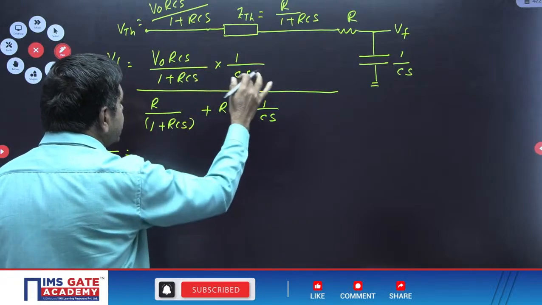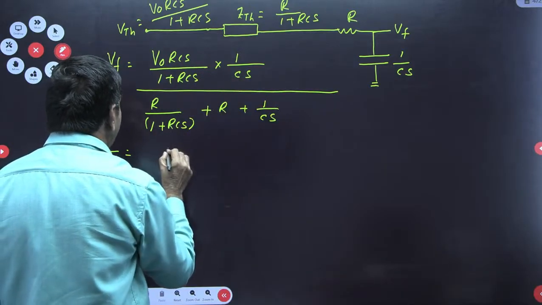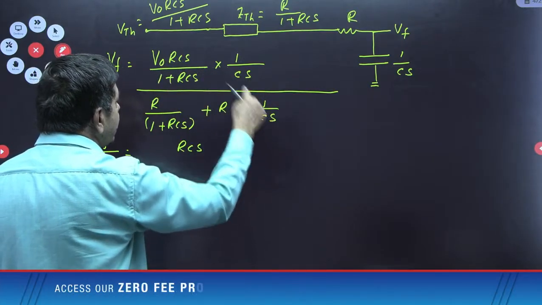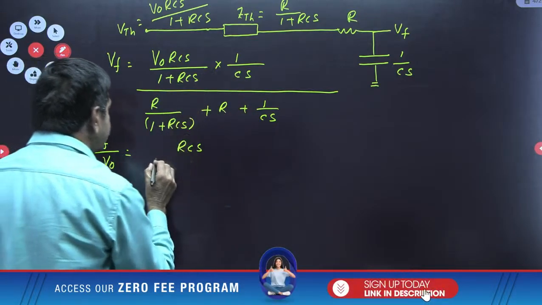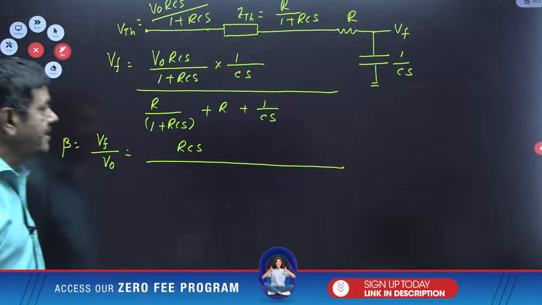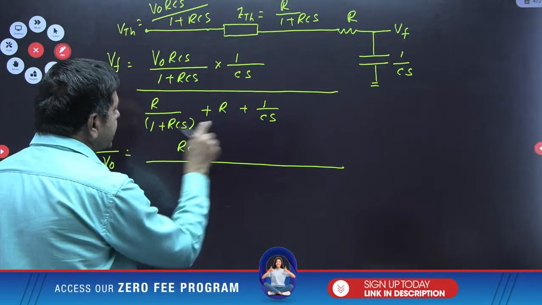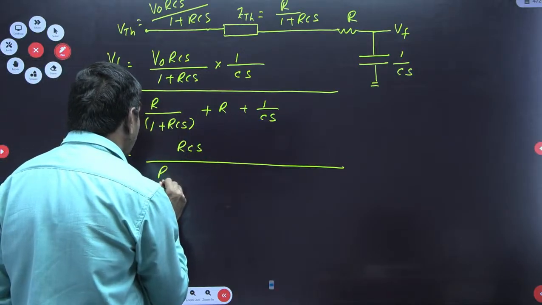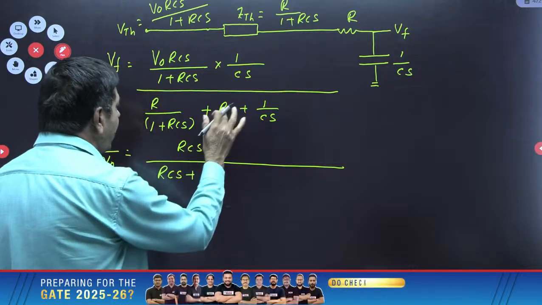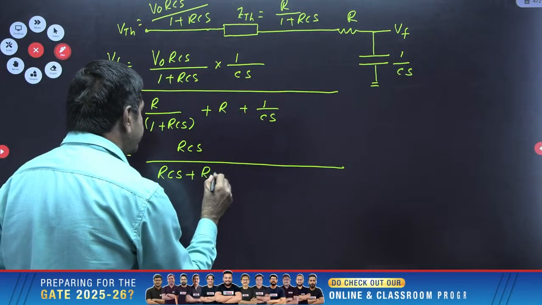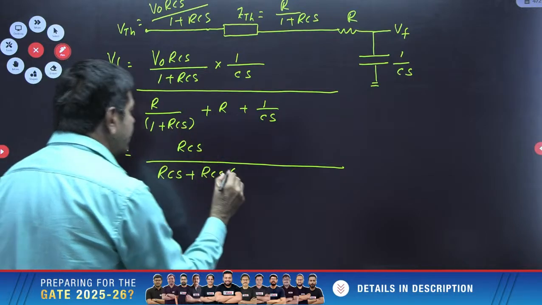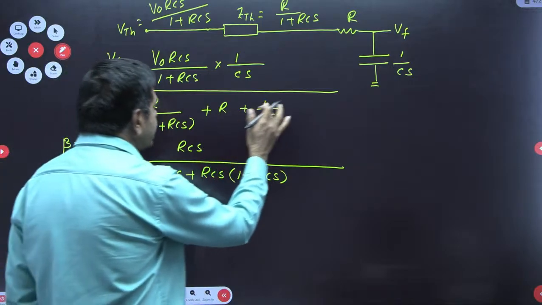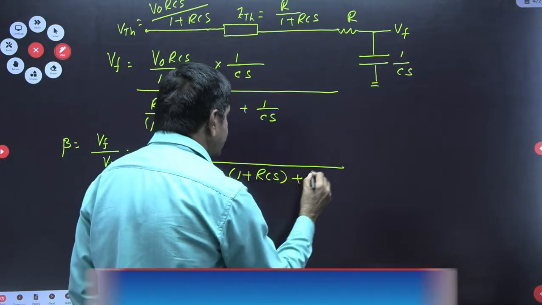Still what is left here? This CS will be cancelled. I can write RCS, I am having here. RCS, CS after LCM. 1 plus RCS after LCM cancels. Still what is left? LCM 1 plus RCS into CS. Here I will get RCS plus R into CS, RCS into 1 plus RCS, 1 plus RCS plus 1 into 1 plus RCS, 1 plus RCS I can get.